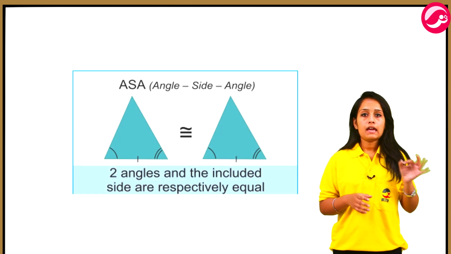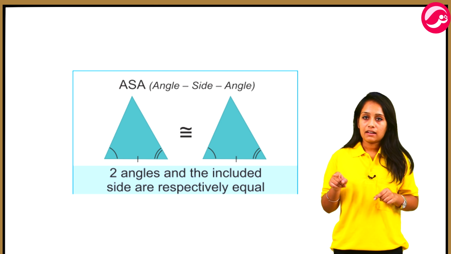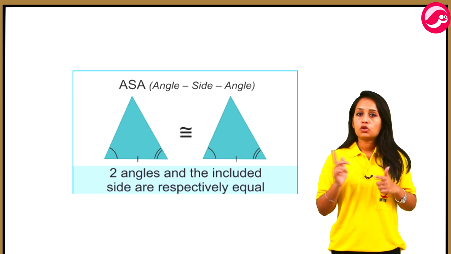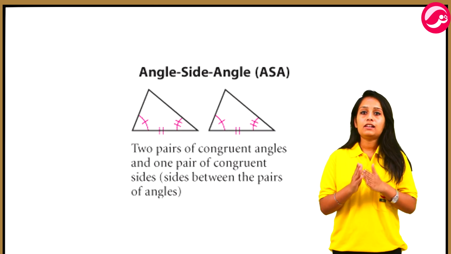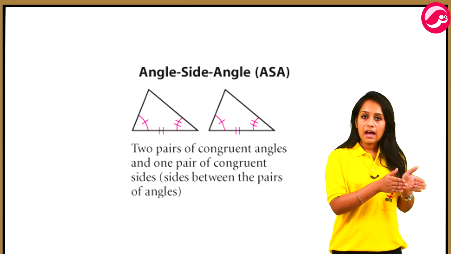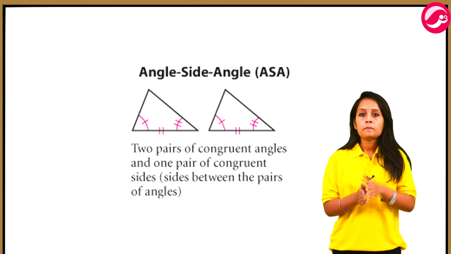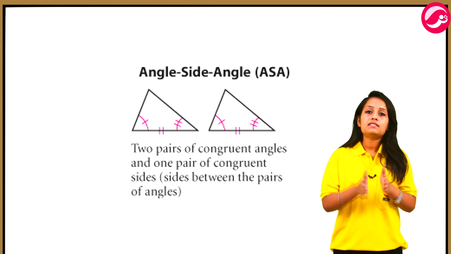Third method is ASA. So ASA stands for angle, side, angle and means that we have 2 triangles where we know 2 angles and the included side are equal. The angle, side, angle rule states that if 2 angles and the included side of one triangle are equal to 2 angles and included side of another triangle, then the triangles are congruent.